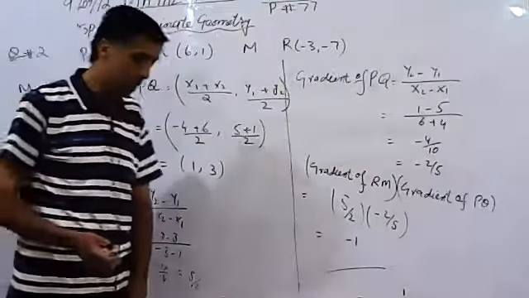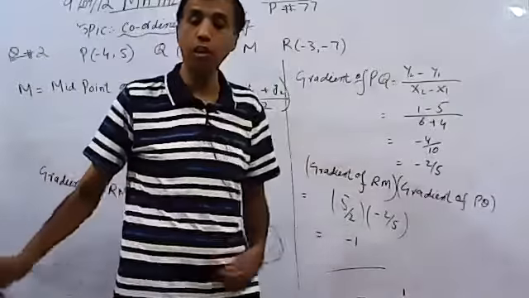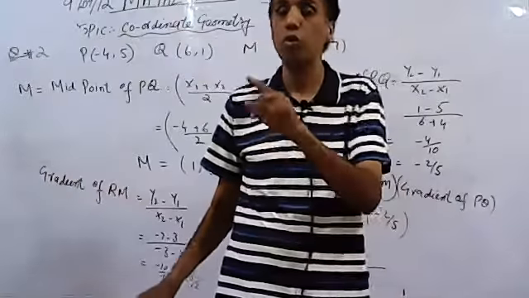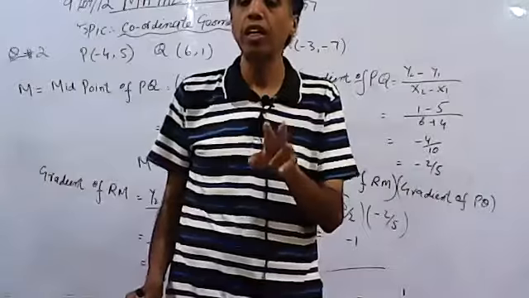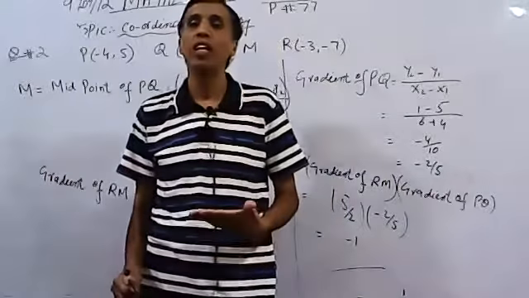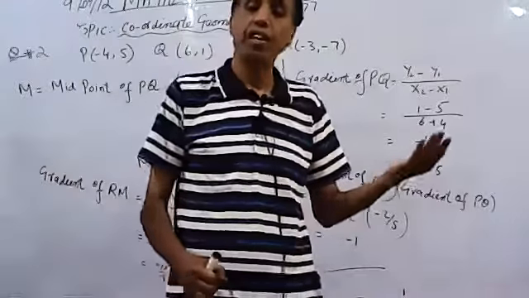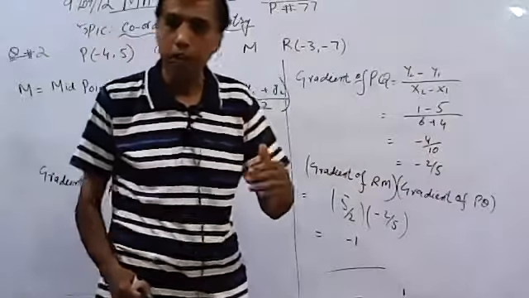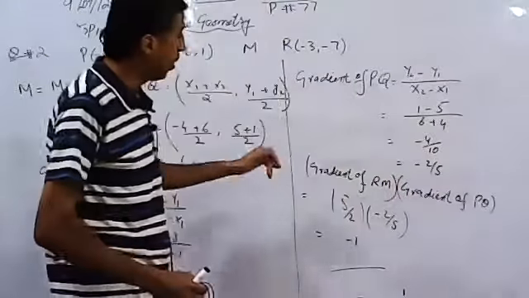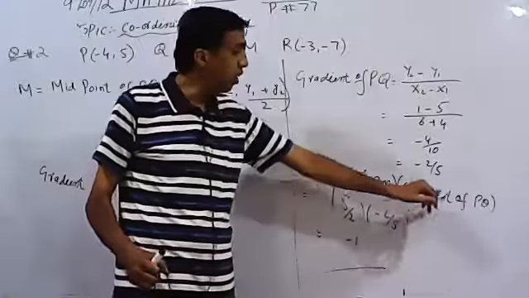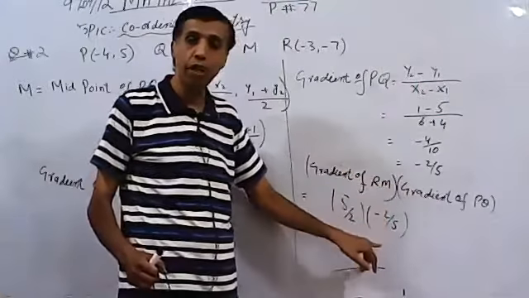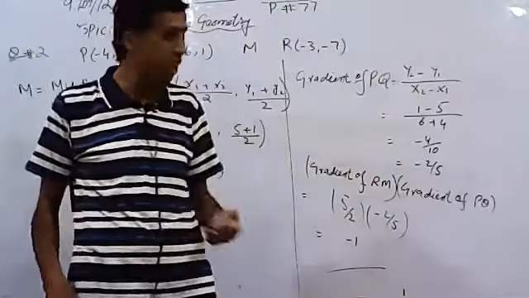Yesterday I have written some formulas for the perpendicular. M1 M2 is equal to minus 1. If the product of the two gradients comes minus 1, it stands for the two lines being perpendicular to each other. Here, the gradient of RM comes 5 by 2. The gradient of PQ comes minus 2 by 5. If I make a cancellation, I get minus 1.